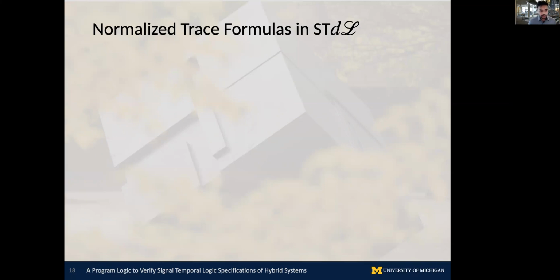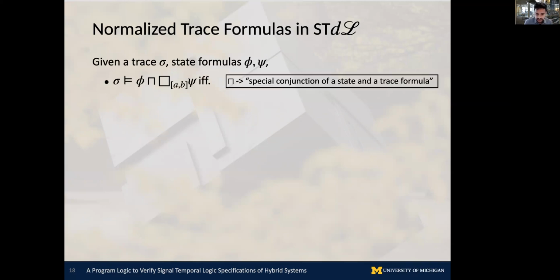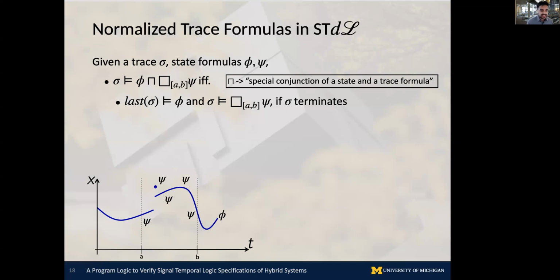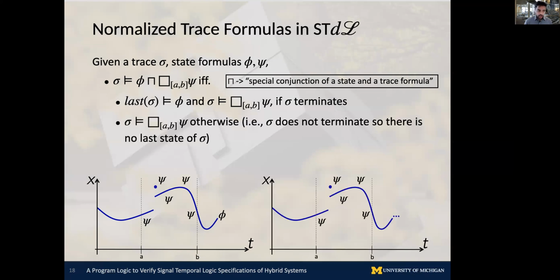For the first form of normalized formulas, given some trace sigma and state formulas phi and psi, we say that sigma satisfies phi box-and box AB psi if and only if, and here this box-and essentially is a special conjunction of a state and a trace formula, the last state of sigma satisfies phi, and then sigma satisfies box AB psi as a whole if sigma is a trace that terminates, or sigma satisfies box AB psi if sigma is a non-terminating trace.